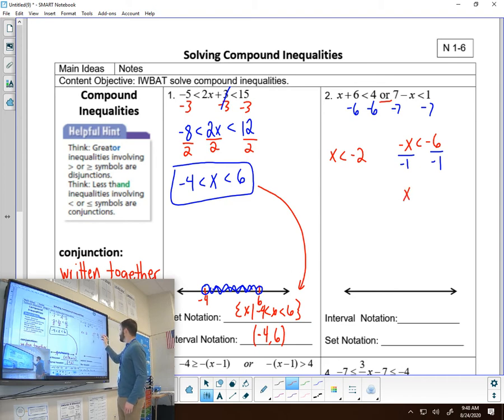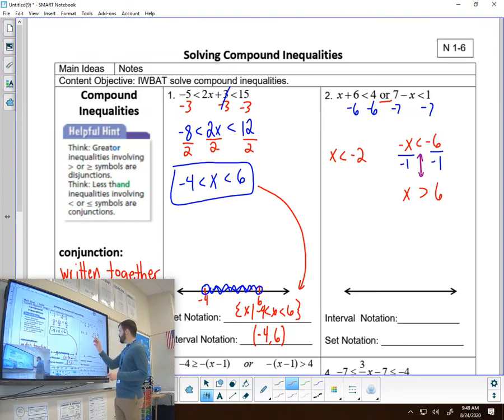Okay, so negative 6 divided by negative 1 is a positive 6. Now what happens when I divide both sides by a negative? We have to flip the inequality sign. So I'm going to need to take that inequality sign and flip it. So it's going to go from a less than to a greater than. Remember, when you multiply or divide both sides by a negative, flip the inequality.